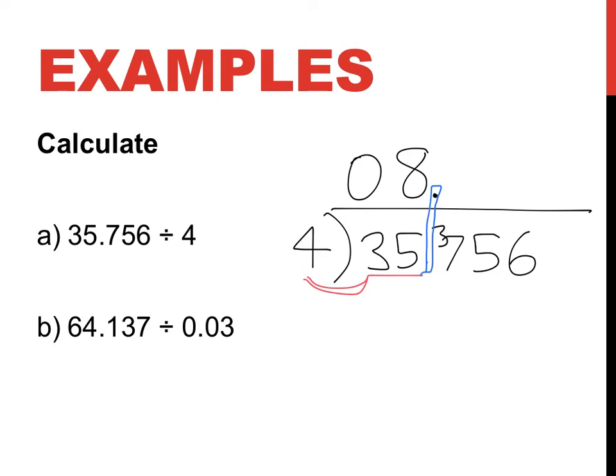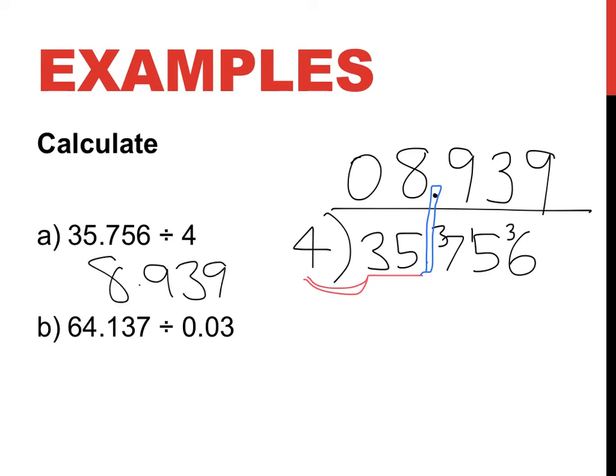Okay, 4 into 37. Well, how many times does 4 go into 37? It goes 9 times with a remainder of 1. 4 into 15 goes 3 times with a remainder of 3. 4 into 36 goes evenly 9 times. So my answer for this question becomes 8.939.